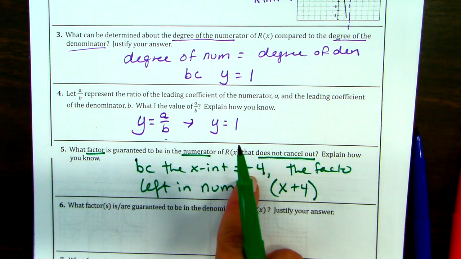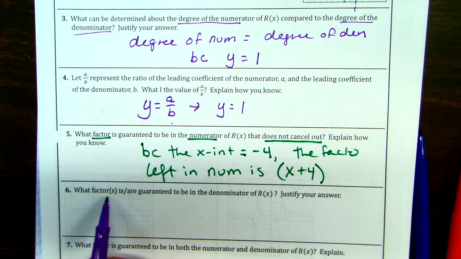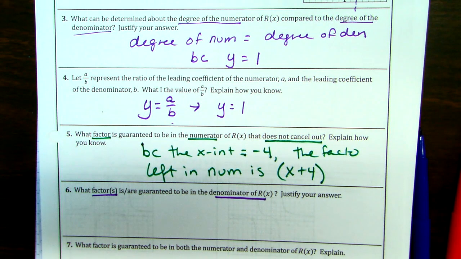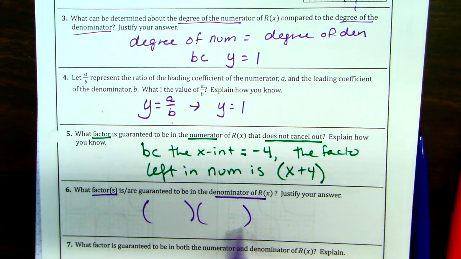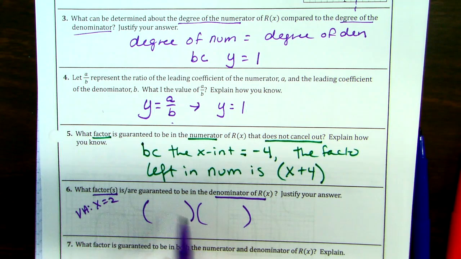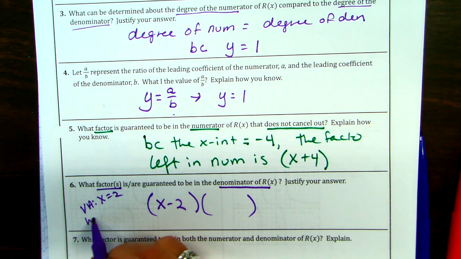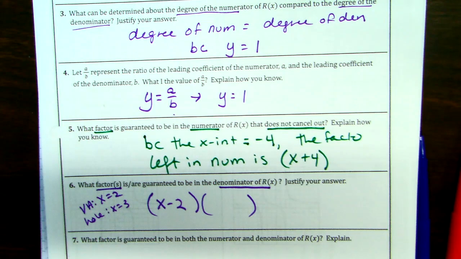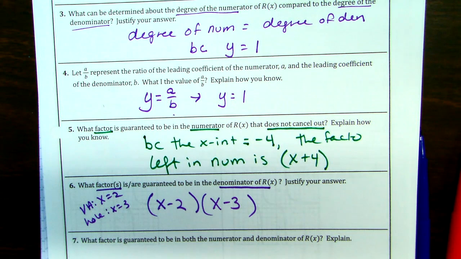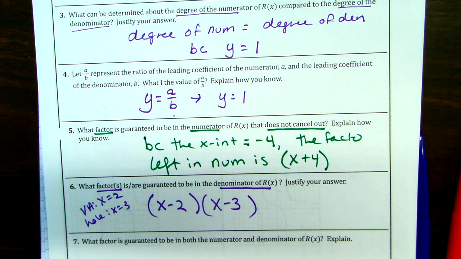Make sense? Doesn't get canceled. What factors are guaranteed to be in the denominator? So when we look at our denominator, what do we get from our denominator? We get holes and VAs, right? Those two numbers that cause a problem. So we have a VA of X equals 2. In the denominator, it would be X minus 2, right? We have a hole at X equals 3. In the denominator, it's X minus 3. We don't need the 7 for anything, right? We find that 7 by plugging the 3 in, but we don't need to do that. Okay, so those are both in the denominator.